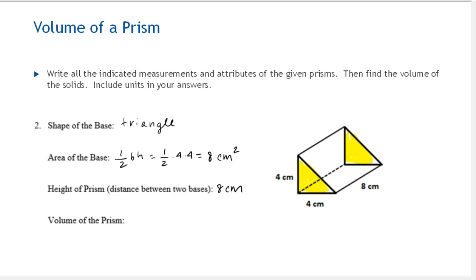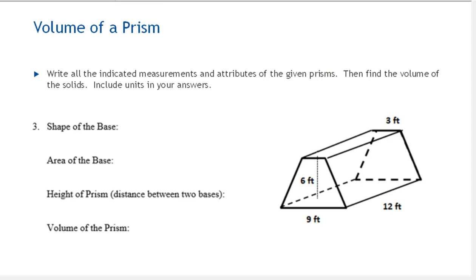And our volume is the area of the base times the height. So 8 centimeters squared times 8 centimeters. 8 times, oh, that one wasn't squared, sorry. 8 times 8 is 64. And then we have centimeters cubed would be our measurements. Let's look at the next one.